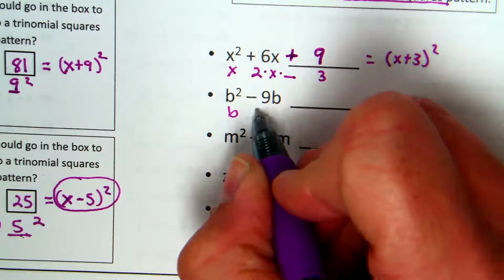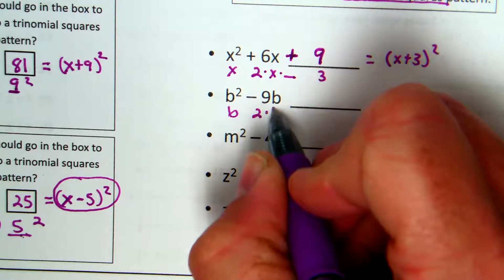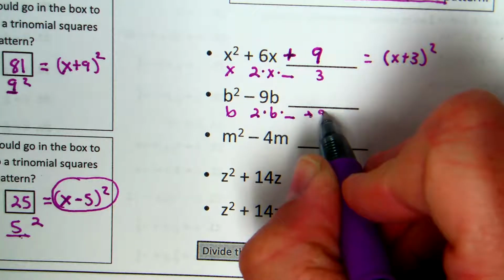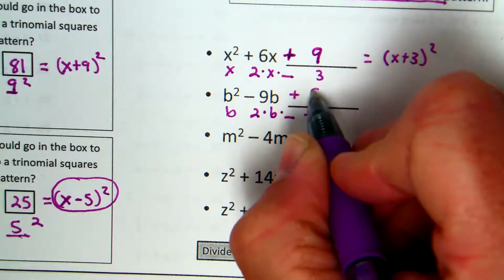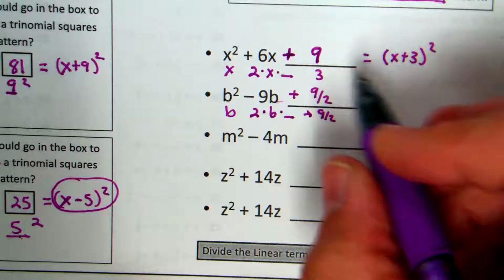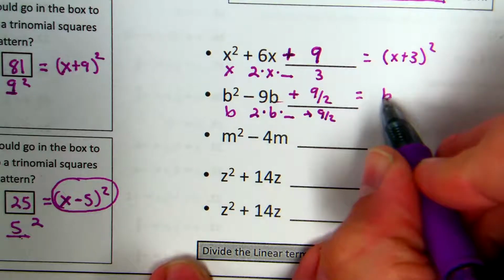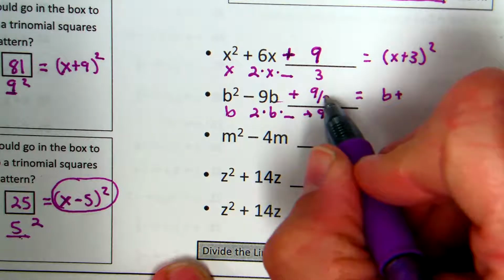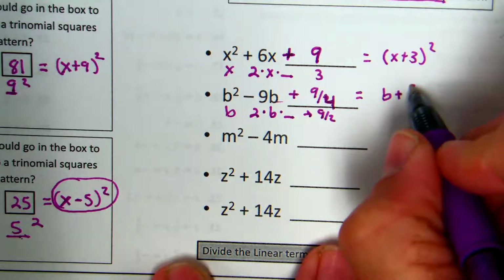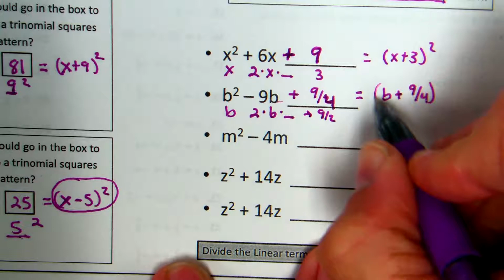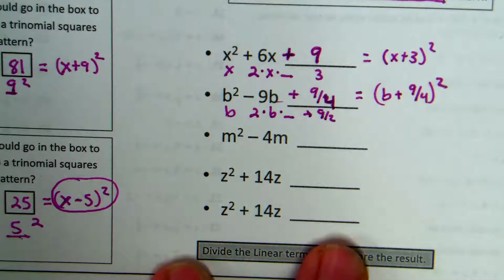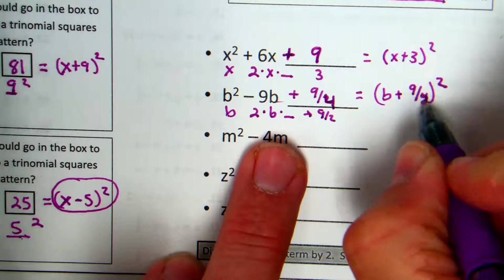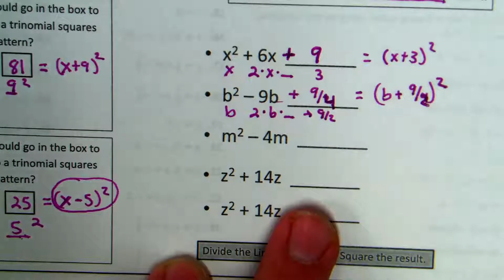This is a b. This is 2 times b times something. That something has to be 4.5 or 9 halves. That's b squared minus 9b plus 81 over 4, which, by the way, is b plus 9 halves squared. I'm double checking that because I think I did something weird. Nope, I'm okay. It's b plus 9 halves squared.